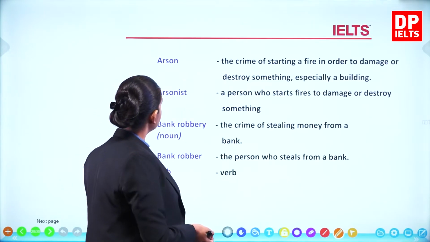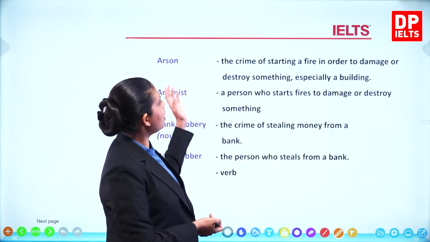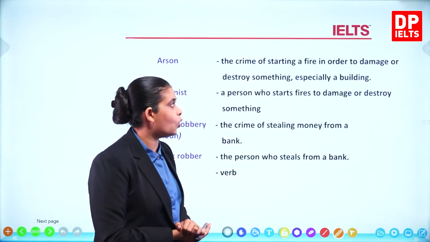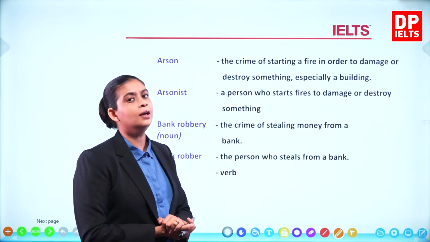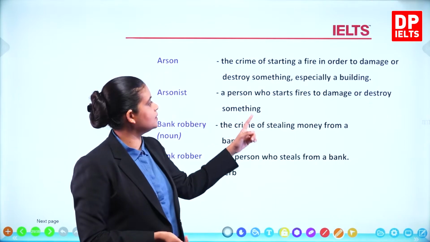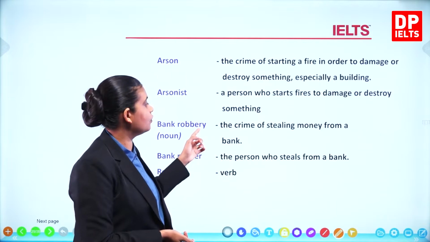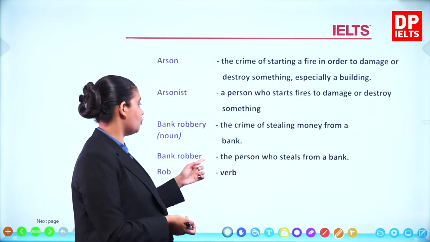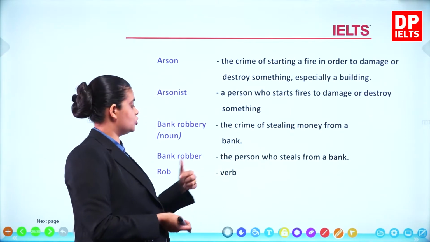Right. Let us have a look at some of the words and the meanings. Arson, the crime of starting a fire in order to damage or destroy something, especially a building. Arsonist is the person who does that. Bank robbery is the crime of stealing money from a bank. And the bank robber is the person who does it. Rob is actually the verb.